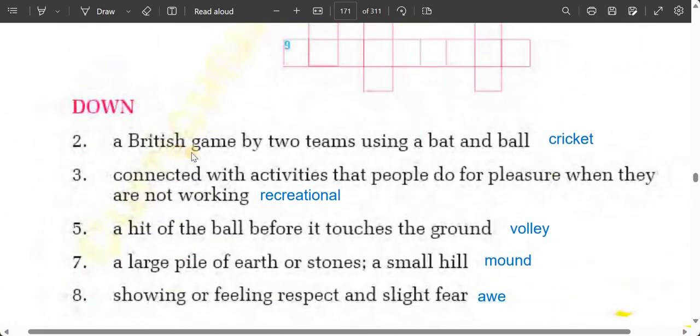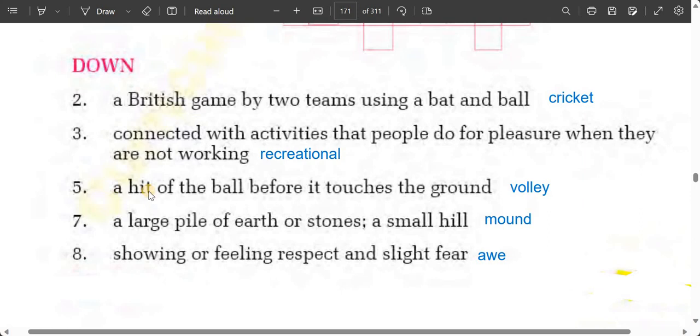Now down. A British game played by two teams using bat and ball: cricket. Connected with activities that people do for pleasure when they are not working: recreational. A hit of the ball before it touches the ground is called volley. A large pile of earth or stones: mound. Showing or feeling respect and slight fear.